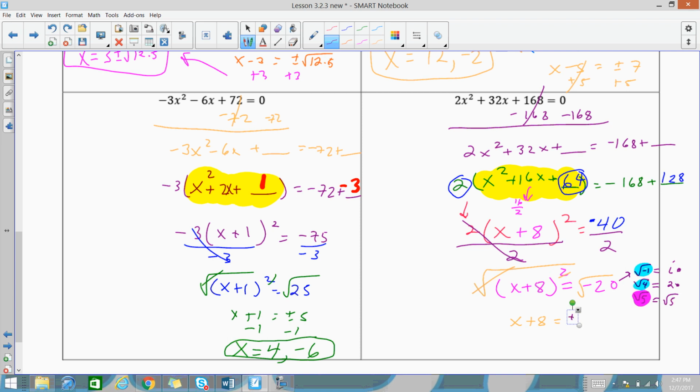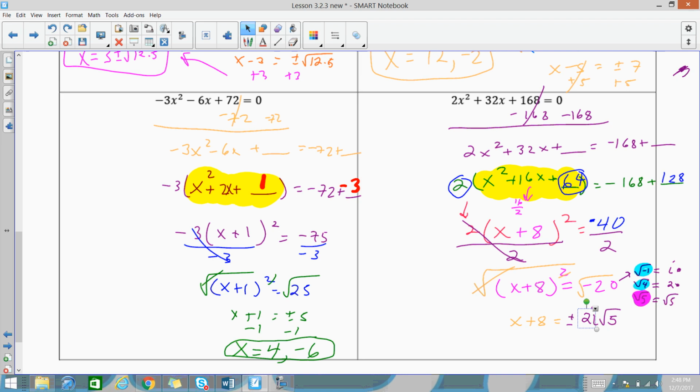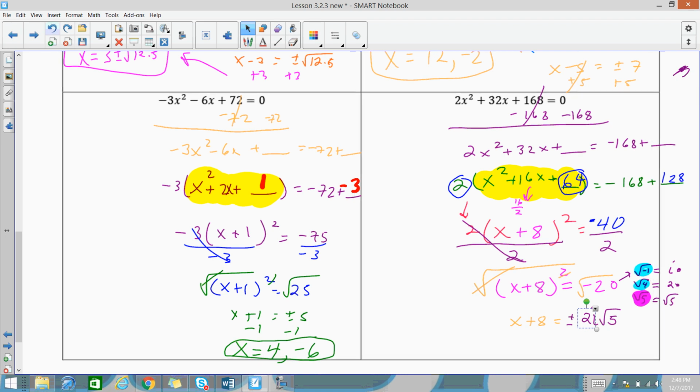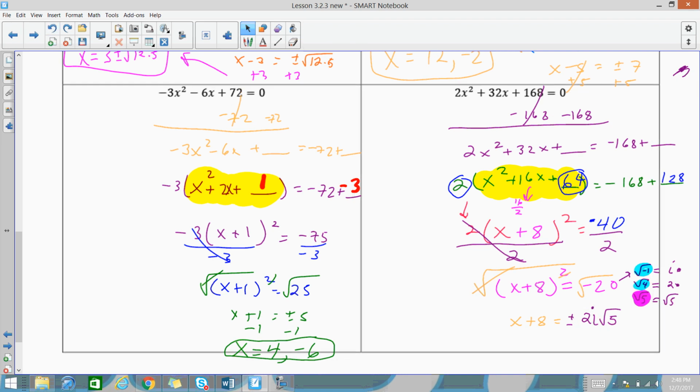Ready? Plus or minus, because you took the square root, it's plus or minus 2i root 5. You see that? Why won't that go away? Why is that thing over there? That's going to confuse some of you. Oops. Oh boy. Okay, there we go. So, you see that? Plus or minus 2i root 5. Now, that is the simplified version of negative 20, because of the square root of negative 1, square root of 4, and square root of 5.